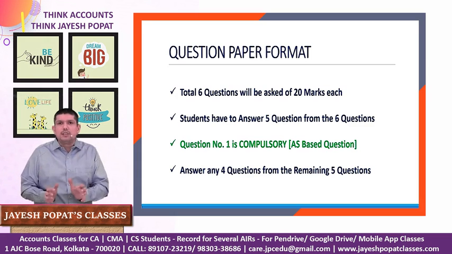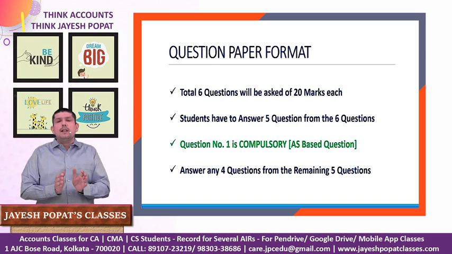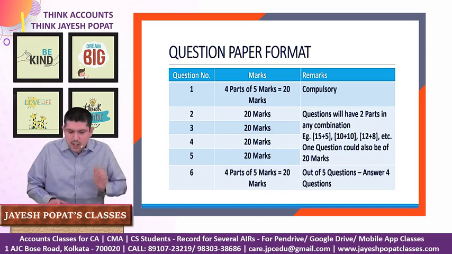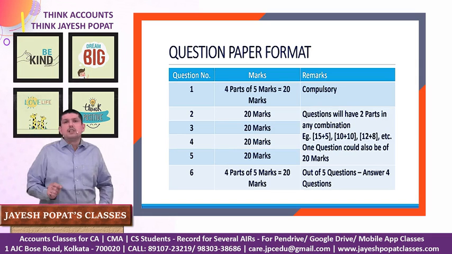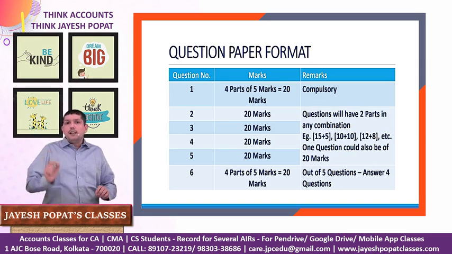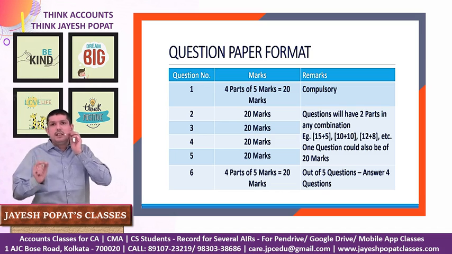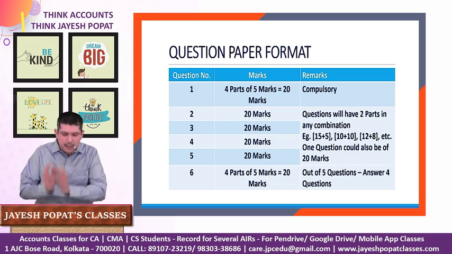So there will be a total of 6 questions. Question number 1 will be compulsory, and out of the remaining 5 questions you need to answer 4 questions. We'll look at the marking scheme. The first question will have 4 subparts, and all the subparts are compulsory, and each subpart is 5 marks, which makes it 20 marks.